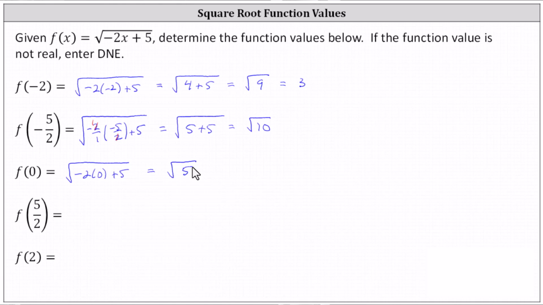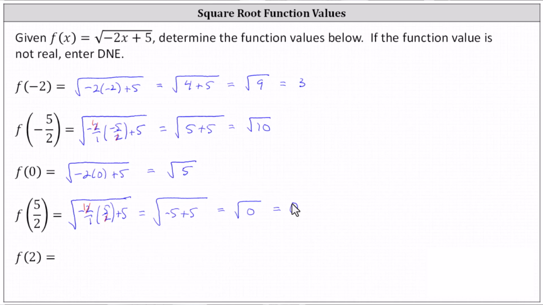Next we have f of positive 5 halves, which equals the square root of the quantity negative 2 times 5 halves, or if we want, negative 2 divided by 1 times 5 halves, plus 5. Again, simplifying before multiplying, 2 divided by 2 simplifies to 1, leaving us with negative 1 times 5 plus 5 under the square root, and negative 1 times 5 is negative 5. f of 5 halves equals the square root of the sum of negative 5 and positive 5, which equals the square root of 0, which is 0.